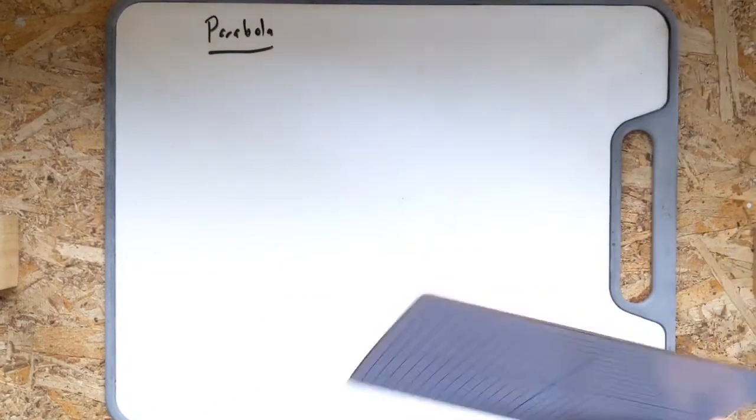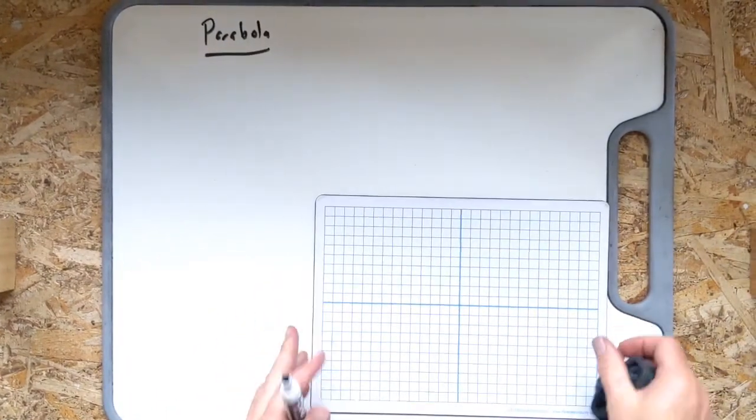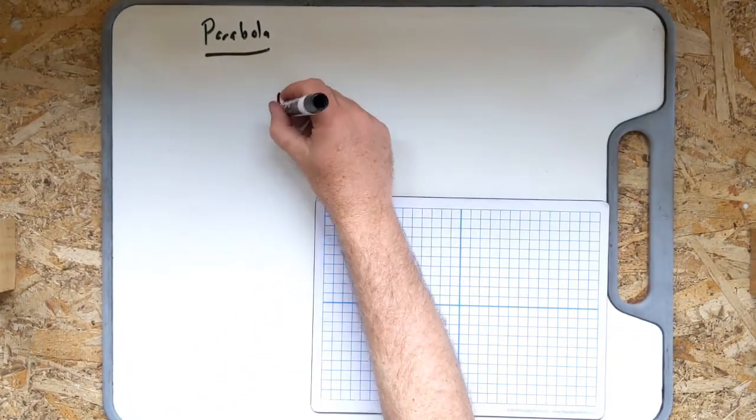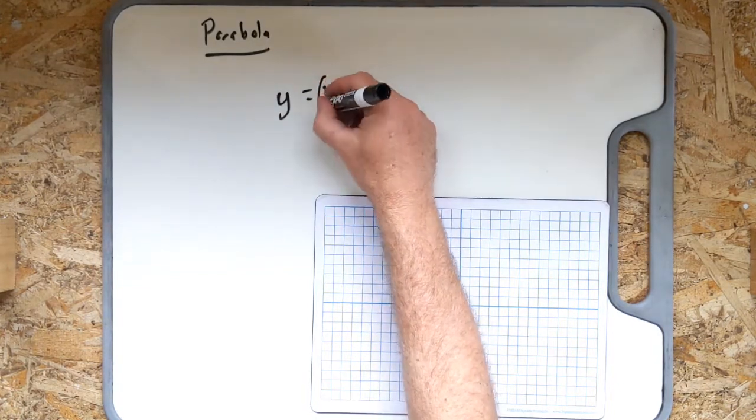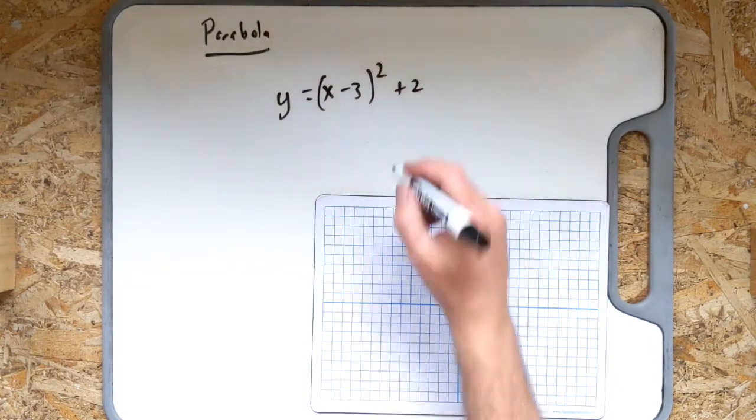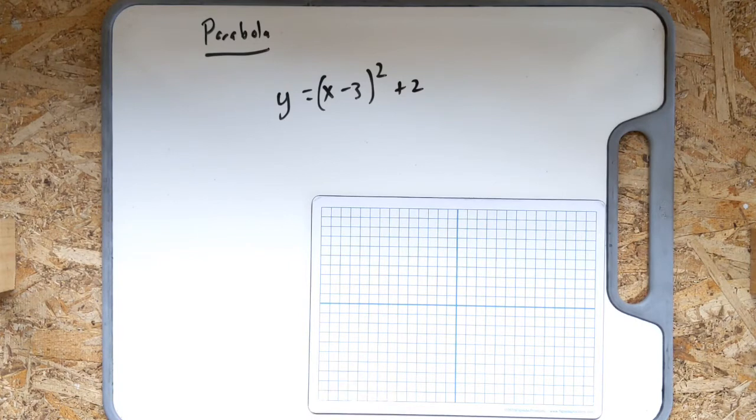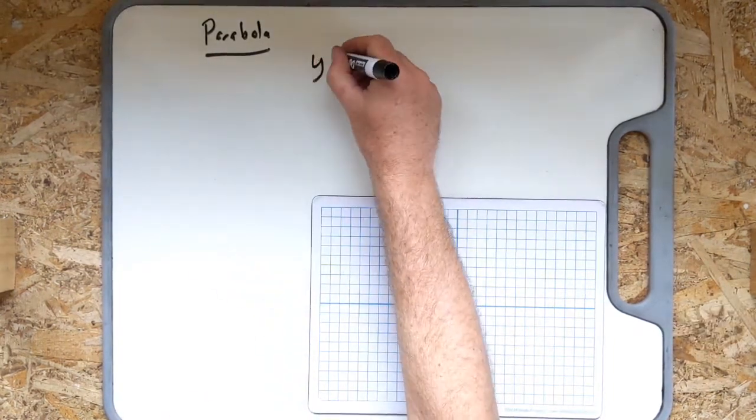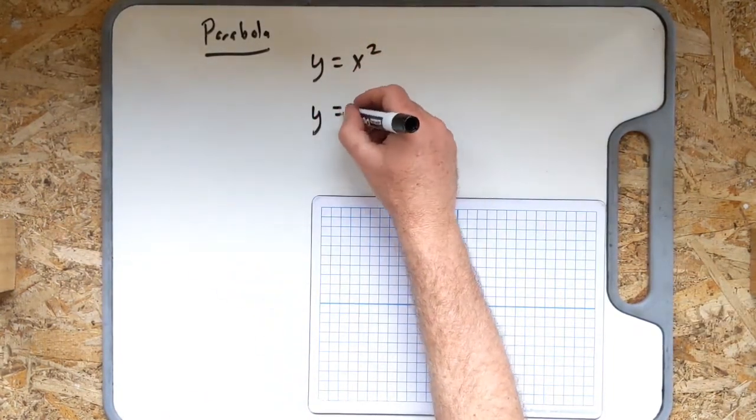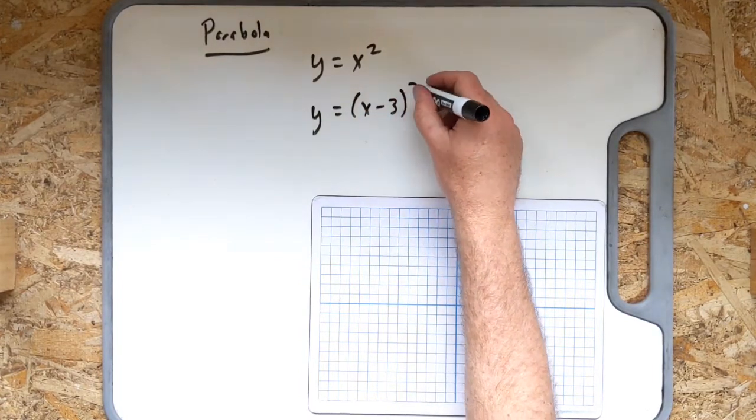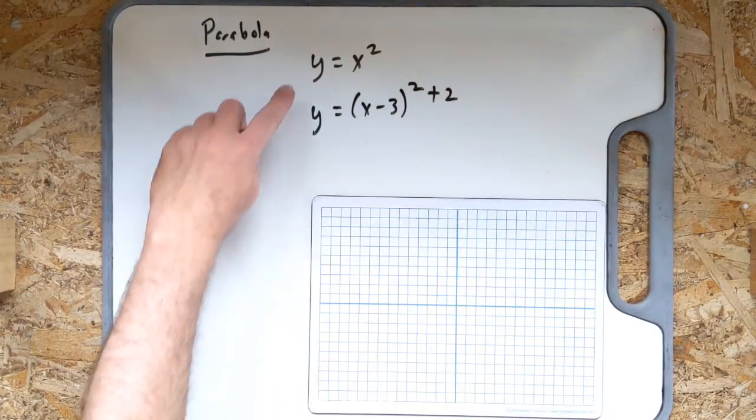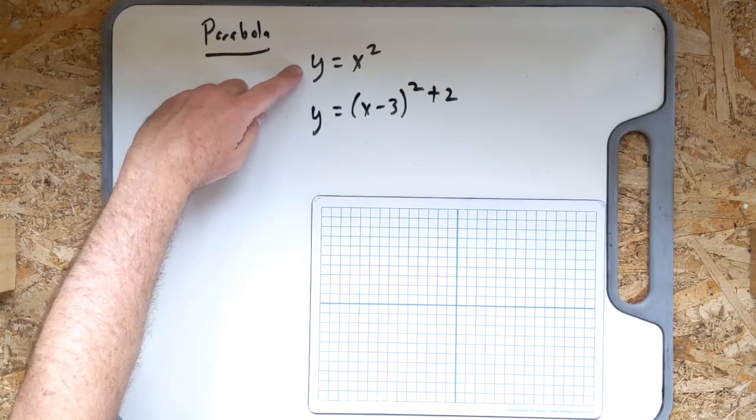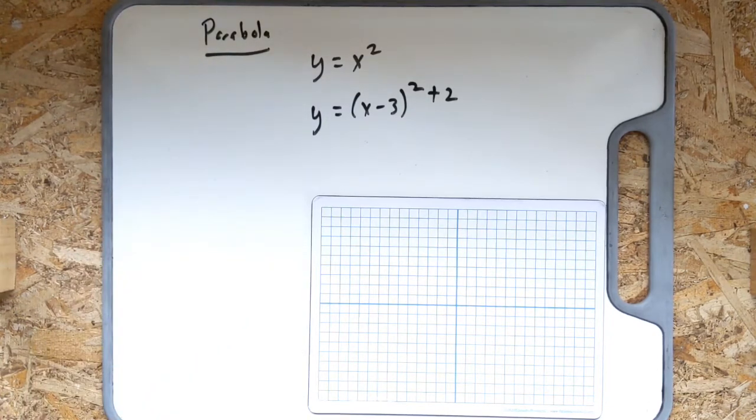I'm going to pull up my board here so that we have something to graph on. I'm going to start with the equation y equals (x minus 3) squared plus 2. First I'm going to start with y equals x squared, and then I'm going to do y equals (x minus 3) squared plus 2. The reason I'm doing this first is I just want to show you how you draw a basic parabola before you actually move it around.